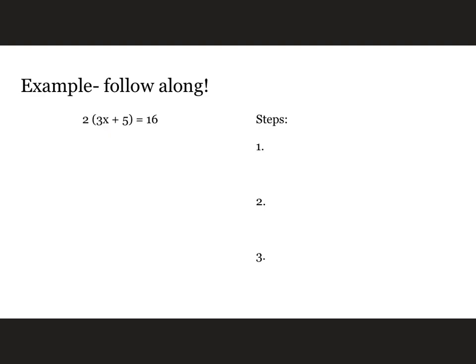The example on your paper is 2 times the quantity of 3x plus 5 equals 16. Once again, we are going to solve this equation together, but we're also going to take some notes on the steps of how to solve this equation. The first thing that I always do and that I always want to remember is to draw that line down the equal sign. Now that I've done this, I can get into step 1, which is to distribute.